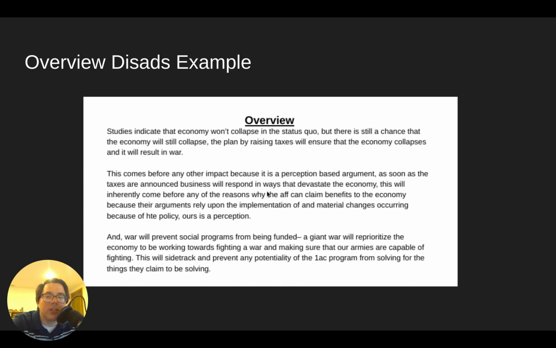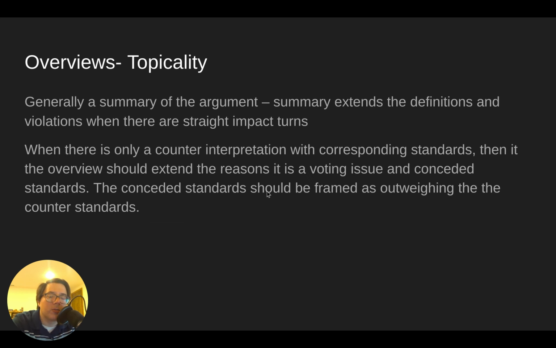So if you look at this, for example, the first paragraph says, hey, here's what's happening right now, and here's our disad. This is how it functions. It's 3 lines. Studies indicate the economy is doing well, but the plan is going to raise taxes, which causes the economy to collapse, results in war. That's bad. Then it has, here's why this impact comes before everything else. That's impact calculus. And lastly, it has an argument as to why, if there was a war to take place, it would cut back the funding for the plan and mean that the plan wouldn't actually be able to solve any of the problems that they're trying to solve.